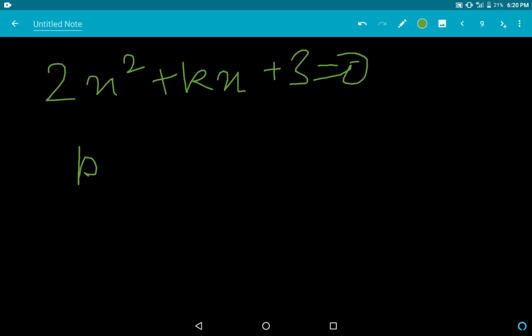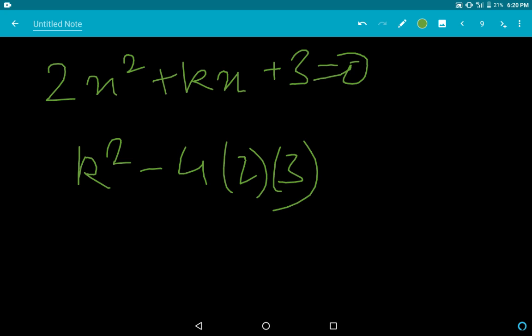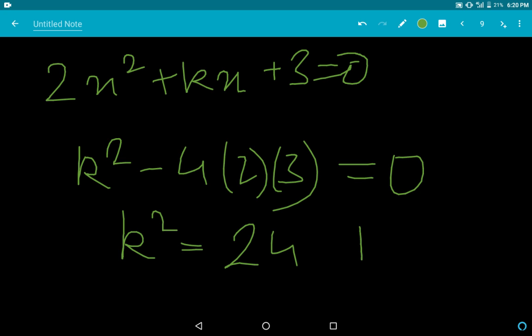They have equal roots, then what we know is b square minus 4ac equal to 0, so k square minus 4 into 2 into 3 equals 0. So k square will be nothing but 24. So k will be nothing but 2 root 6. Understand?